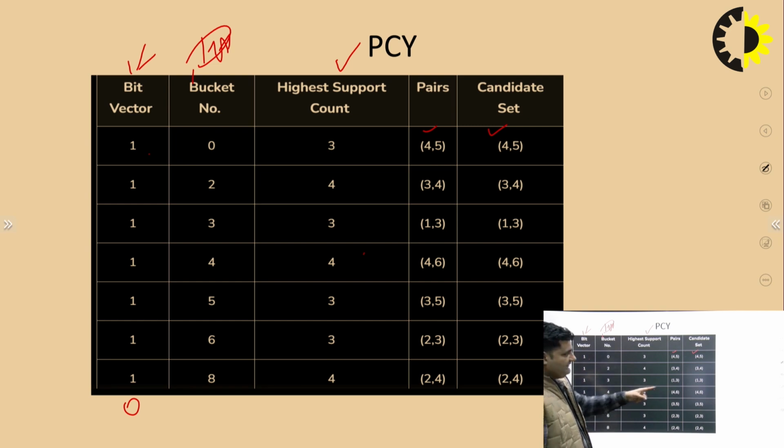Then the item pair 1 3. It was purchased 3 times. It is placed in this bucket, and the bit vector value is 1. Similarly, we represent the other pairs the same way. We have a pair with value 4, and we have the pair 3 5, whose value is 3.